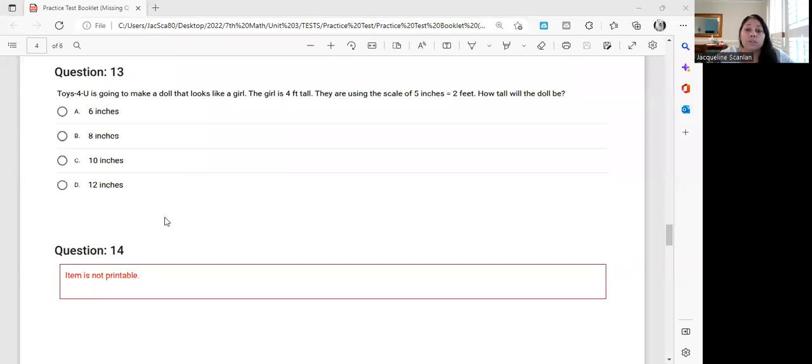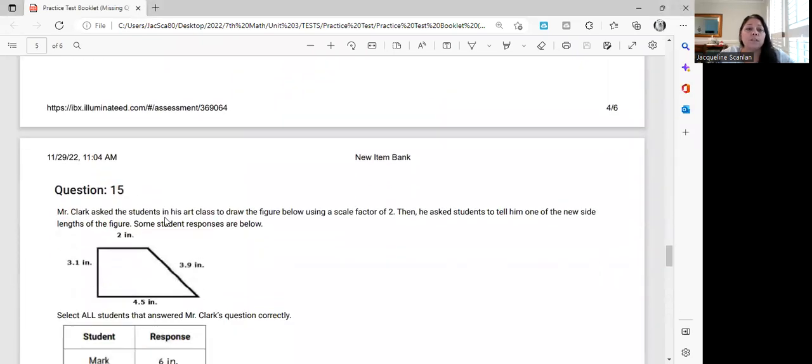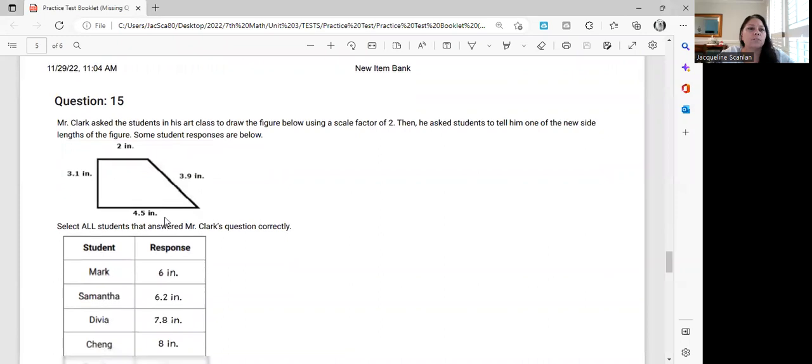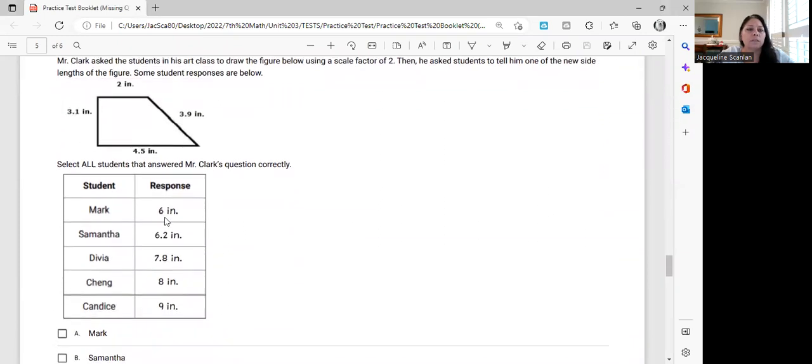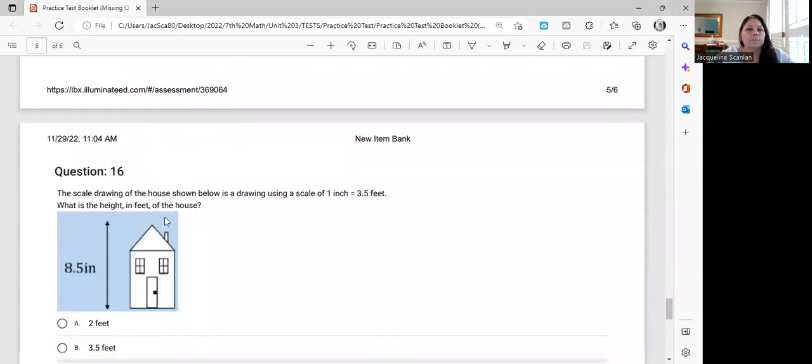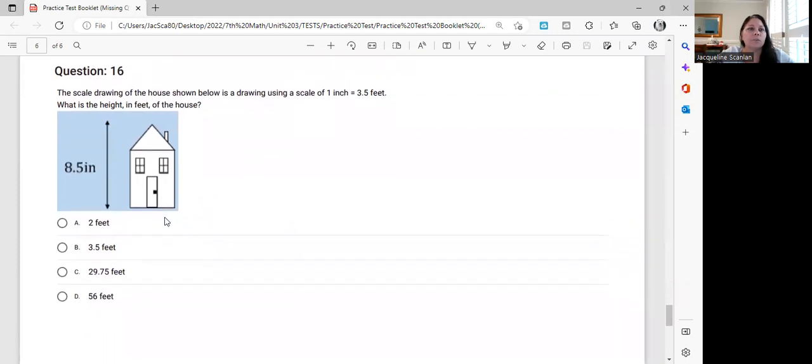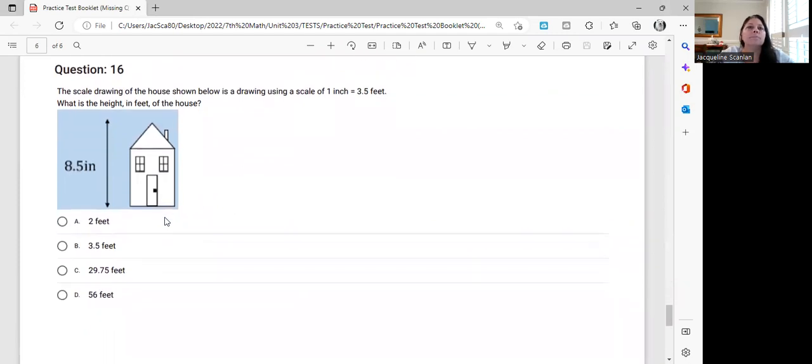Okay, that was question 14. We're going to go on to question 15. Oh, that's bizarre. Question 15 is the same. That's strange. I'm going to go on to question 16. Maybe I've got the wrong question copied. We'll take a look. All right, question 16 gives you a scale drawing of a house.